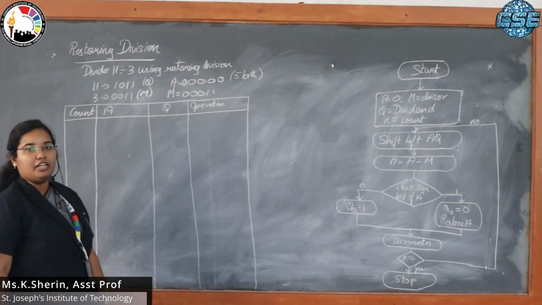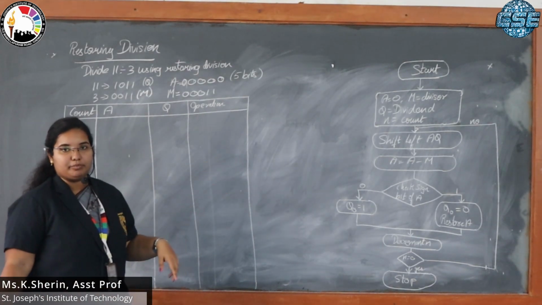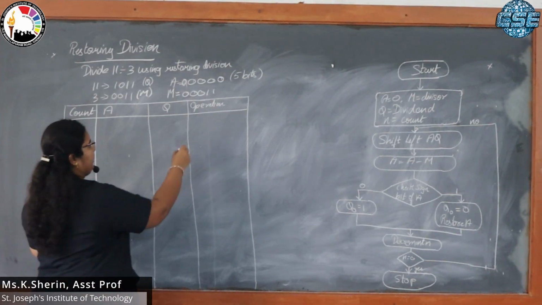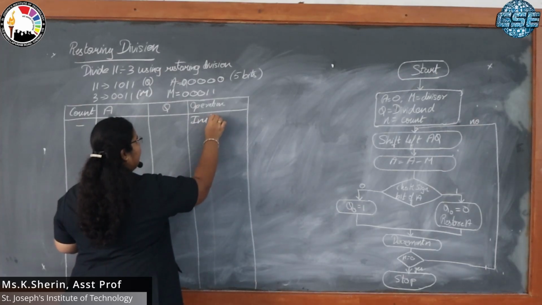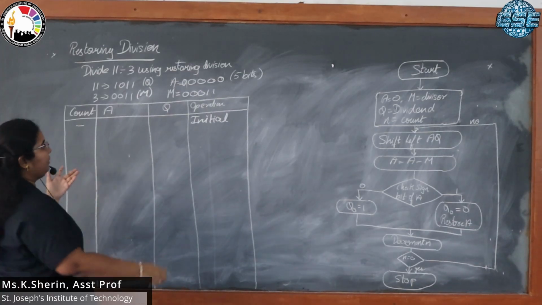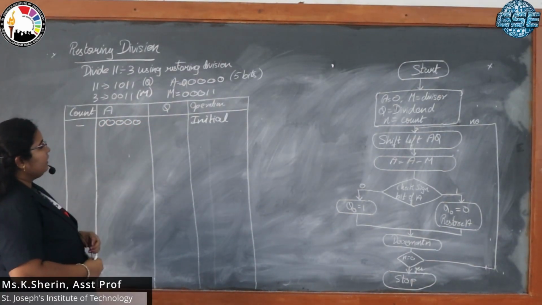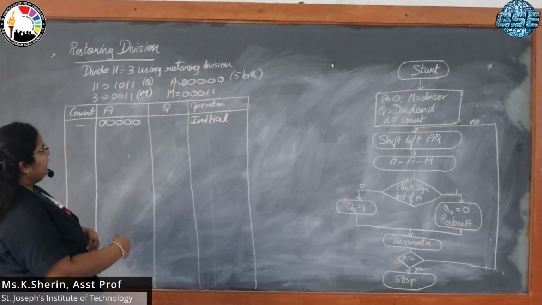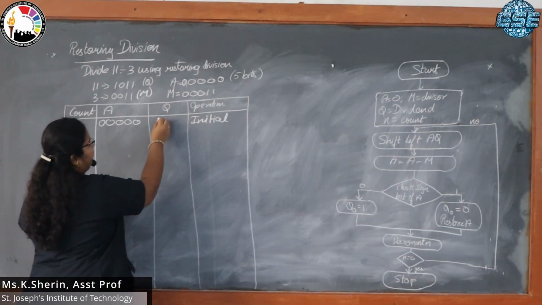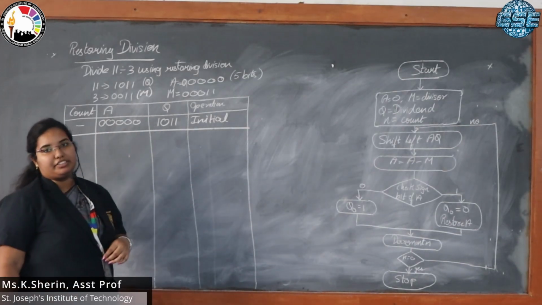So we'll come into the problem procedure. Here my first procedure is my initial method according to my flowchart. I'm giving the condition, the count is going to be the initial one. My initial operation is the initial method, and here A is going to be my 0 value, which means it is in 5 bits. As well as my Q is going to be my dividend, which is nothing but 11, so it is going to be 1011. So this is my initial procedure.